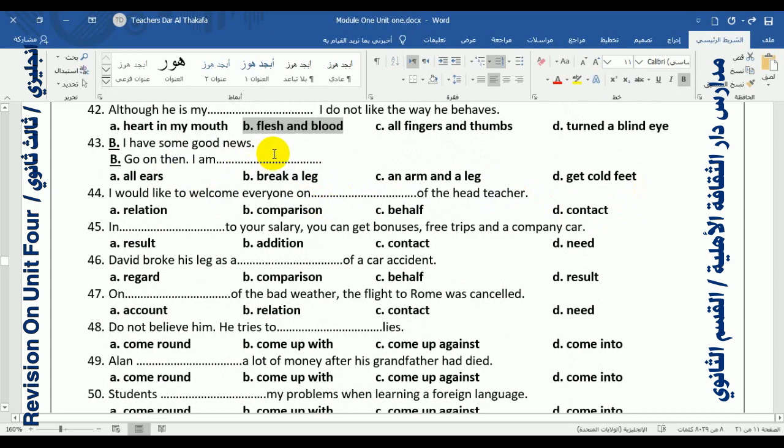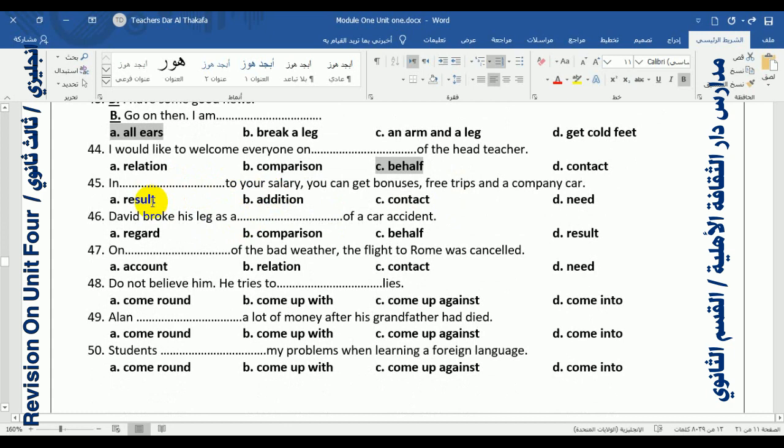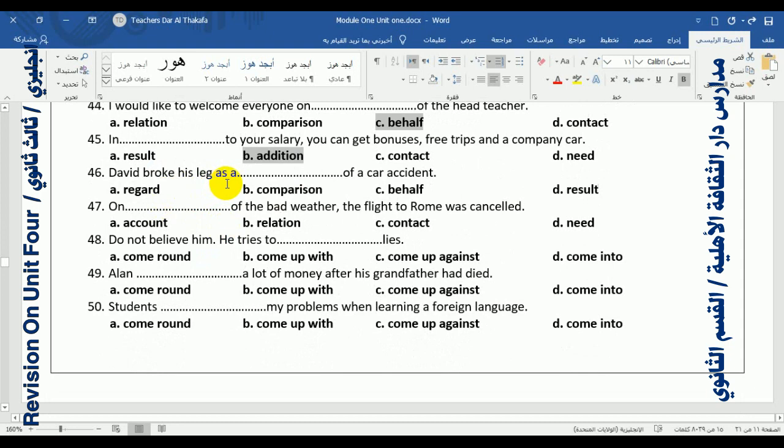I would like to welcome everyone، أبغى أرحب بالجميع، on و off، بالنيابة عن the head teacher، القائد أو قائد المدرسة أو مدير المدرسة: on behalf of، بالنيابة عن. In بالإضافة to your salary، للراتب، كلمة بالإضافة: in مع to، result ولا addition ولا contact ولا need? Yes, in addition to، بالإضافة لي your salary. David broke his leg as نتيجة لي of a car accident. ها, what do you say? As a result of، نتيجة لي.